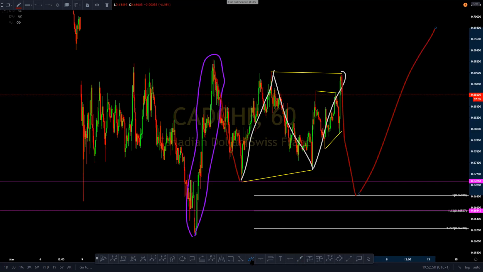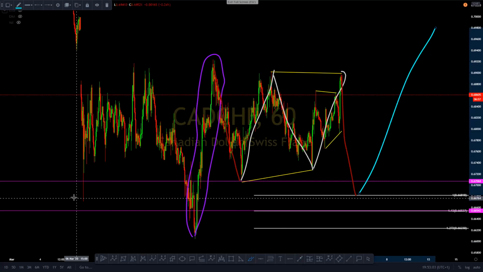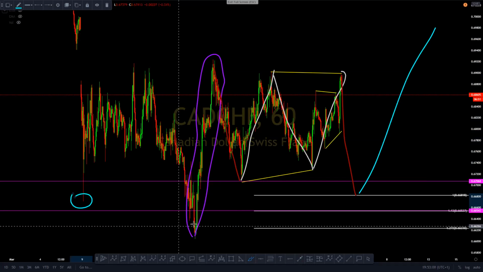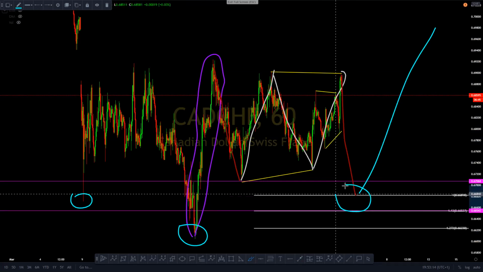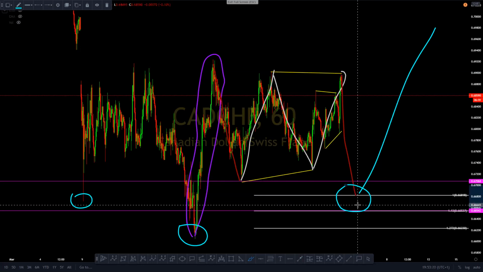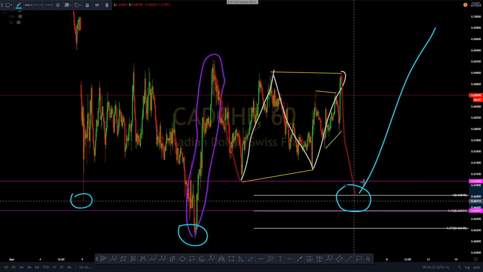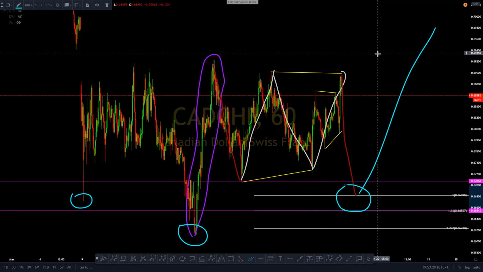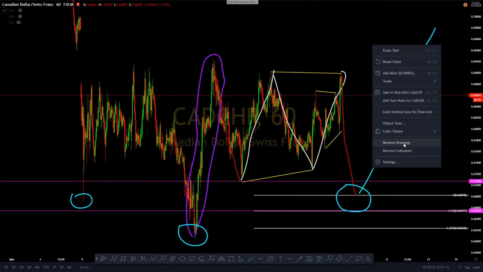Can you see the head and shoulder? Now, this is the left shoulder. This is the head. And this is the right shoulder. Once this market is like this, there is nothing on earth that will stop this market from going up. Now let me make it look more clear.